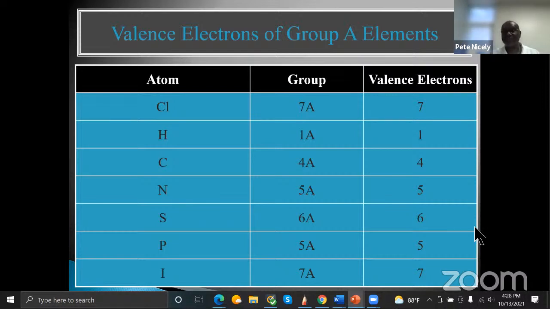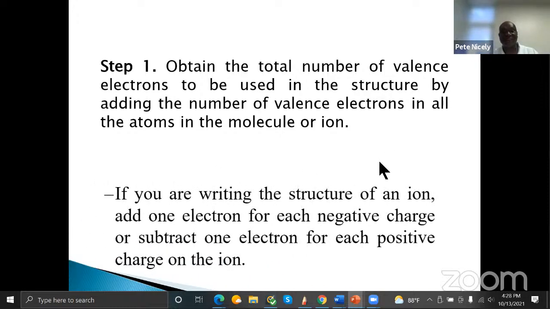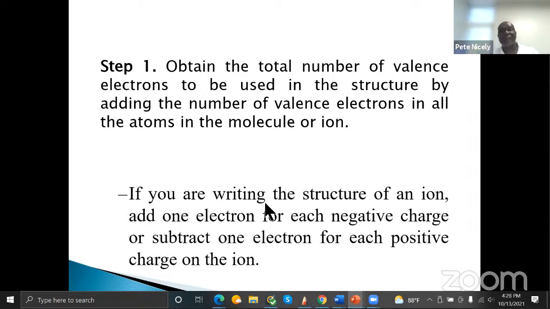Okay, so first step in this process is that you obtain the total number of valence electrons to be used in the structure by adding the number of valence electrons in all the atoms in the molecule or ion, all right? Now, if you're going to write the structure of an ion, you need to add 1 electron for each negative charge or subtract 1 electron for each positive charge on the ion. And we're going to look at some examples of that shortly, all right?